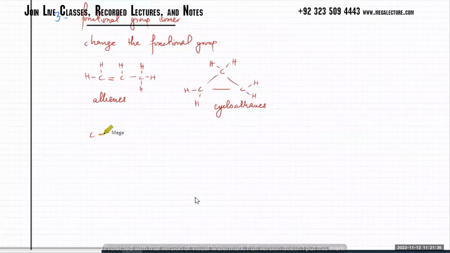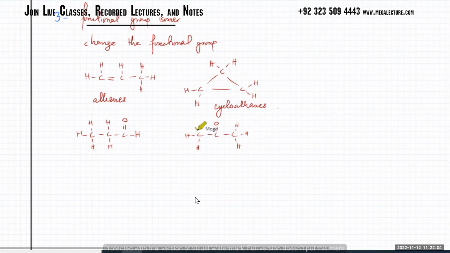You might have an aldehyde. Aldehyde is double bond O and H at the end. So these aldehydes can be isomers of ketones. The double bond O could be in the middle as well. It's still the same formula, same number of atoms. Everything is exactly the same. Because that's ketones and aldehydes.